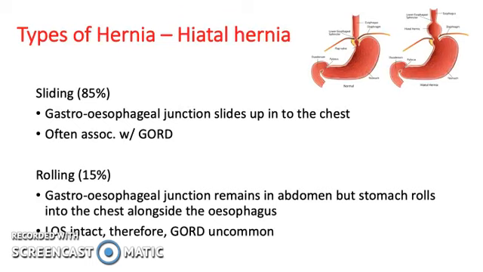A hiatal hernia, there are two types, a sliding and a rolling. 85% of hiatal hernias are sliding, while 15% are rolling. In a sliding hernia, the gastroesophageal junction slides up into the chest, and is often associated with GORD. For a rolling hernia, the gastroesophageal junction remains in the abdomen, but the stomach rolls into the chest alongside the esophagus. As the LOS is still intact, GORD is quite uncommon.